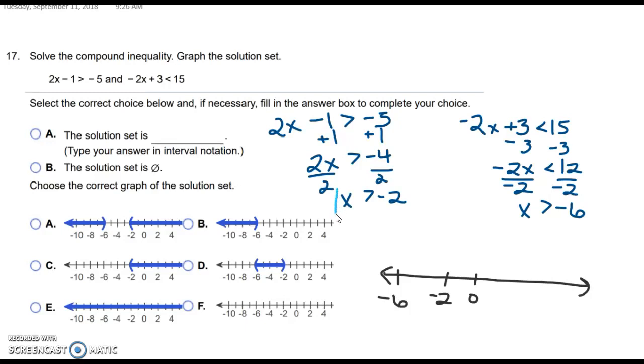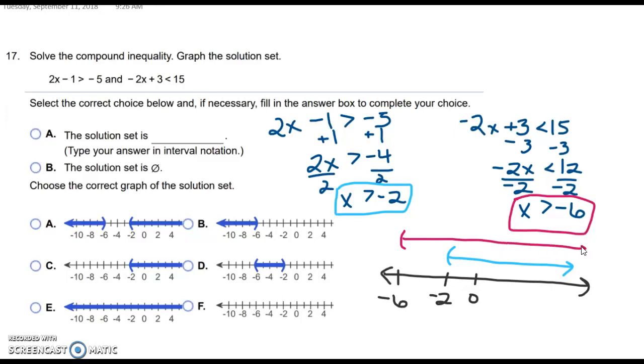So x is greater than negative 2. Greater than would be this way, going to the right. And then this one says x is greater than negative 6. It's this way again to the right, all the way to the edge of your number line to positive infinity.